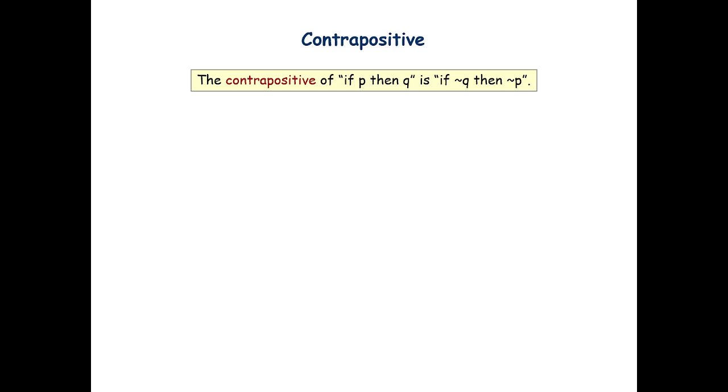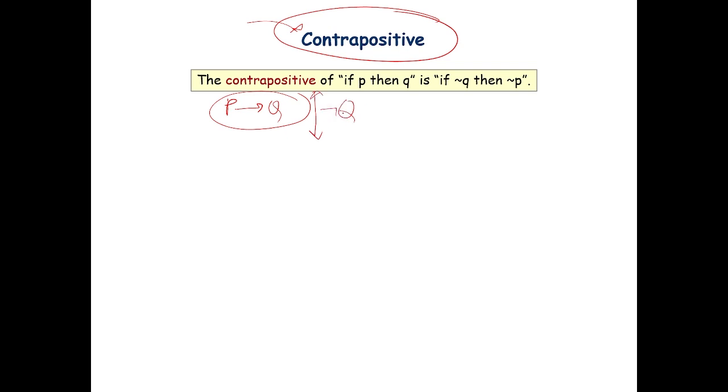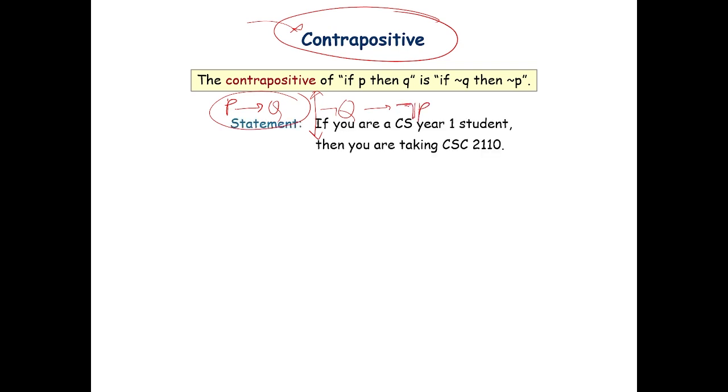The contrapositive. This is very important. Always remember the contrapositive is logically equivalent to the implication. So, what is the contrapositive? The contrapositive of the statement P implies Q is: not Q implies not P. This should be very easily understood by an example.